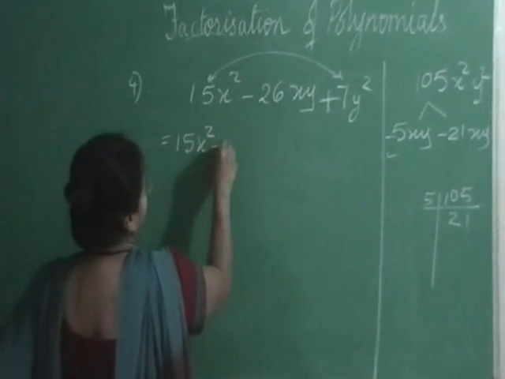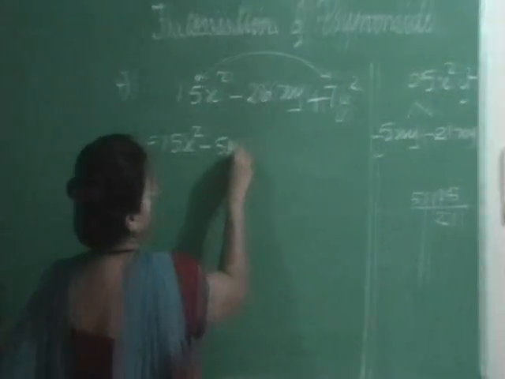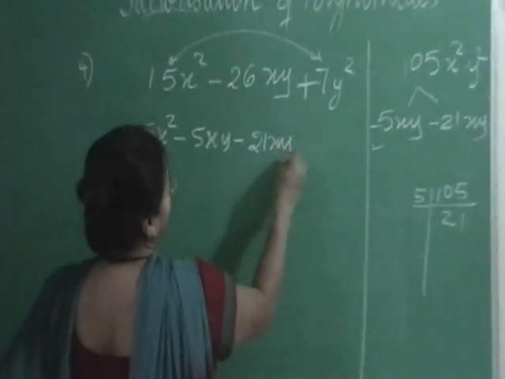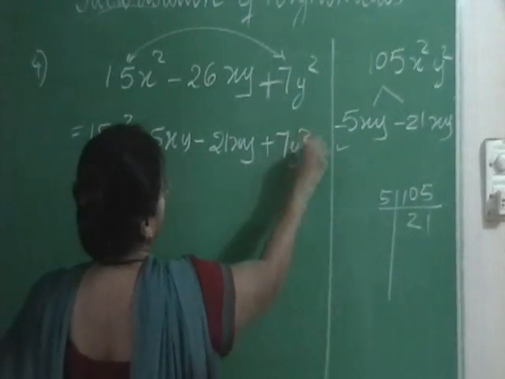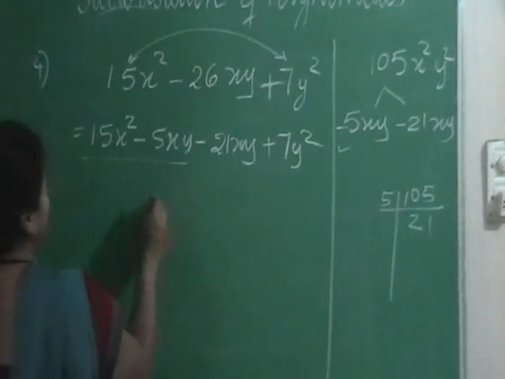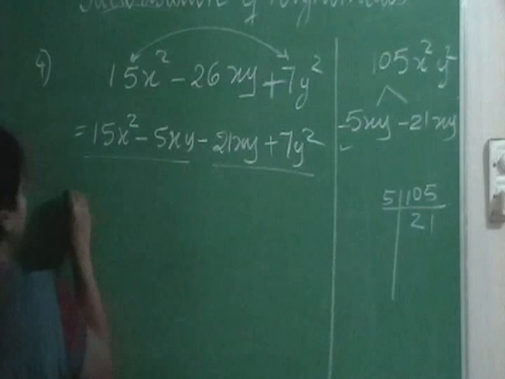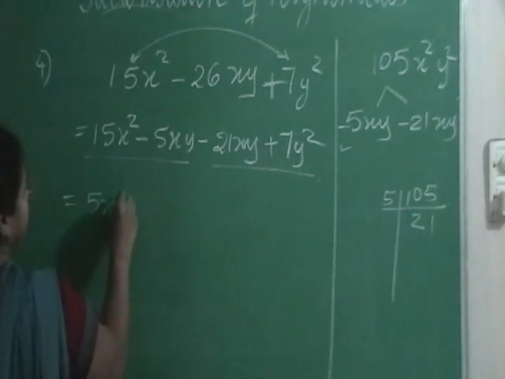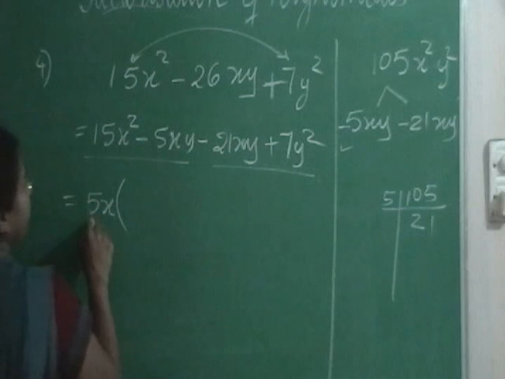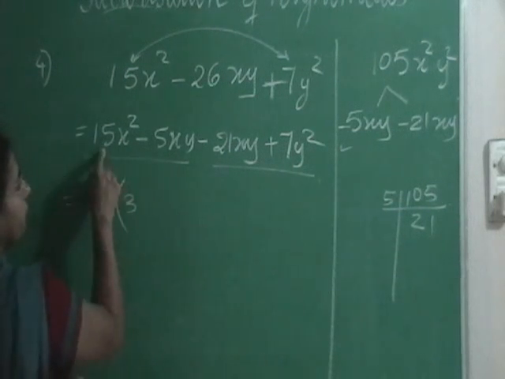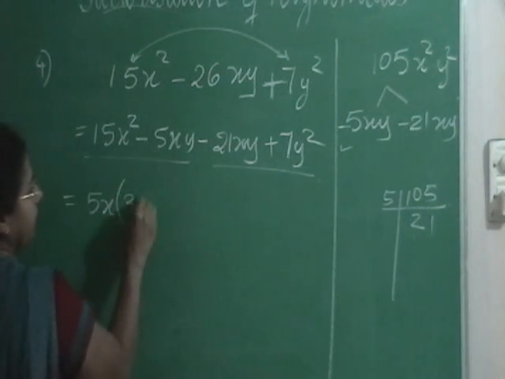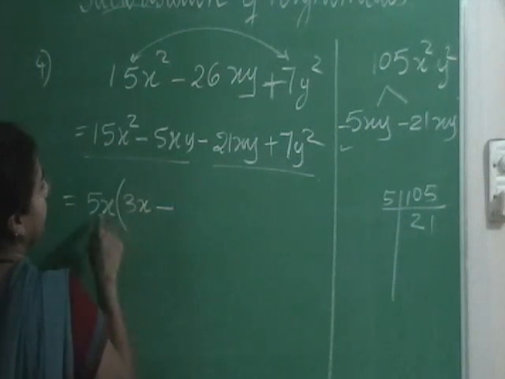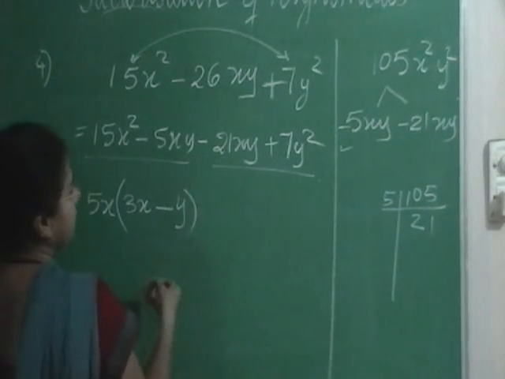15x square minus 5xy minus 21xy plus 7y square. Now what is the common term in the first and the last group? Here the common term is 5x, and inside you can write 5 3s are 15, one x is outside, the other x inside, minus 5x I have taken out, so only y will be remaining inside.